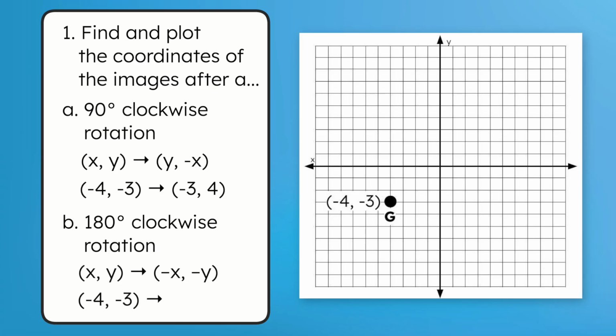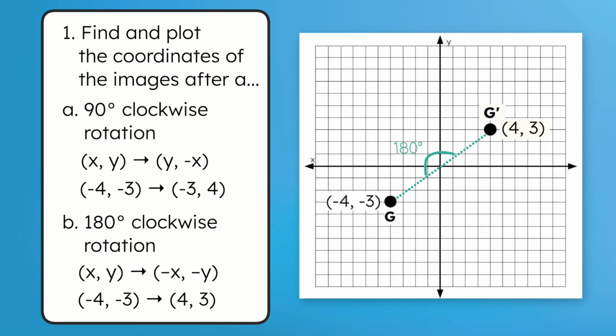Here's the coordinate notation for a 180 rotation. It tells us that the x and y coordinates remain in their places, but they both become their opposites, giving the final coordinates of 4, 3. Plotting it, we can see that it's also the same distance from the origin as point G, and they form a straight angle, which, as we learned from the last unit, measures 180 degrees.